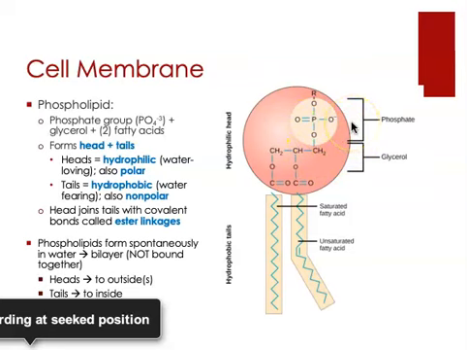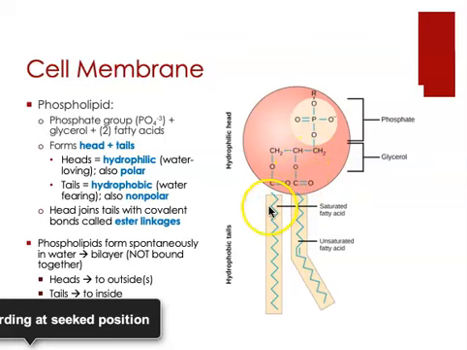Now, phosphate groups are composed of a central phosphorus atom, that's the P, and 4 oxygens. Phosphate groups are very reactive. In other words, they're involved in a lot of chemical reactions inside of cells.